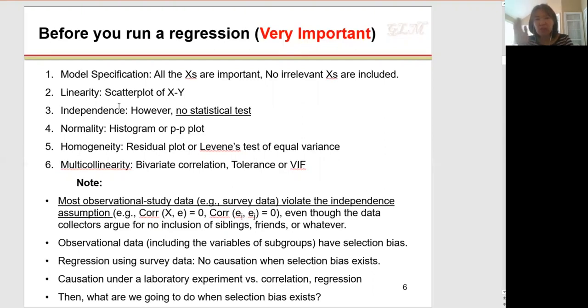Unfortunately, we do not have a statistical test for the independence assumption. We do not know if independence is violated through a statistical test, like a t-test or F-test. We cannot know the independence is violated through that kind of statistical test.